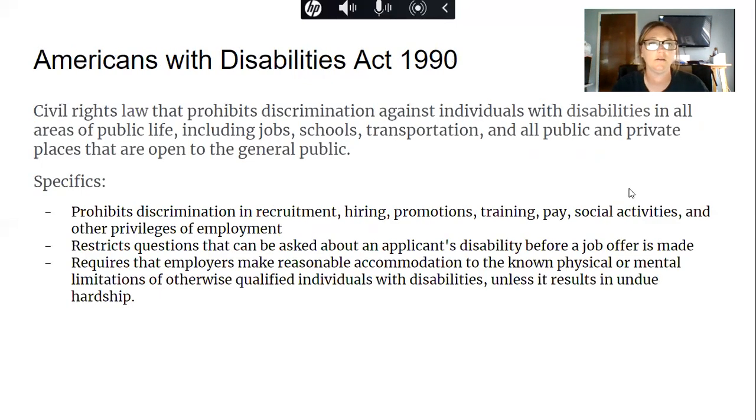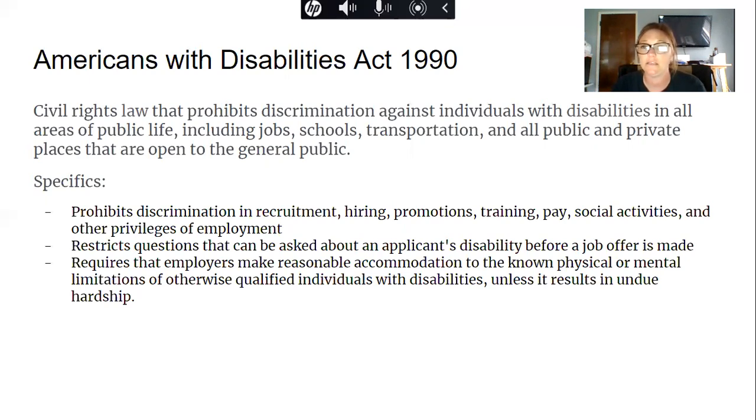Okay, moving right along. The ADA, another very big piece of legislation that was passed by Congress. I mean, all of these are, but this was huge. And this was passed in 1990. It's a civil rights law that prohibits discrimination against individuals with disabilities in all areas of public life, including jobs, schools, transportation, all public and private places that are open to the general public. So this required a really large shift in the country in regards to hiring practices, promotions, training, pay, all of that kind of stuff.